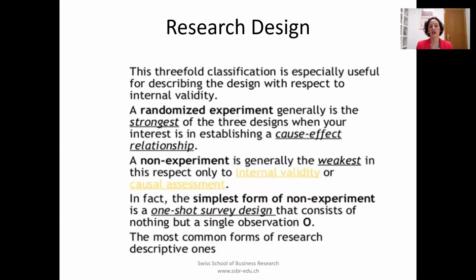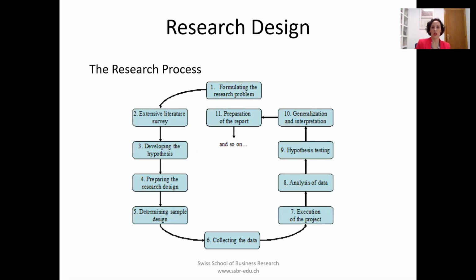And this classification is very useful when we have to think about internal validity. For example, a randomized experiment is generally the strongest of the three designs when you are interested in a cause-effect, causal type of investigation. However, a non-experiment is usually the weakest when we are thinking in terms of internal validity or causal assessment. So for example, a one-shot survey design is the simplest form of non-experiment. It consists of nothing but a single observation. And this is the most common form of research, the descriptive ones.